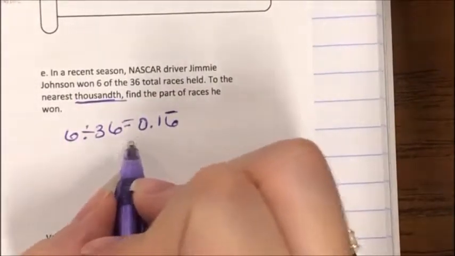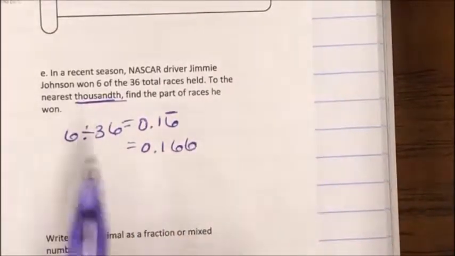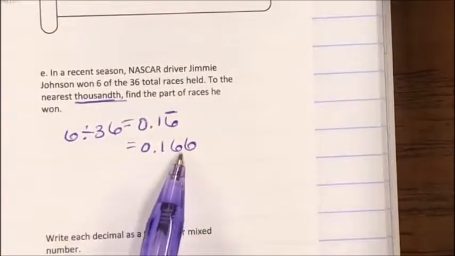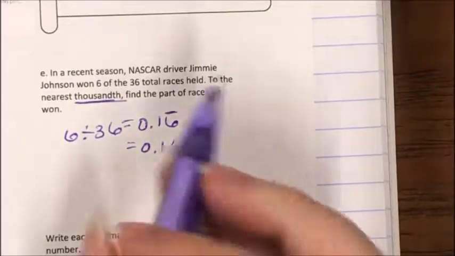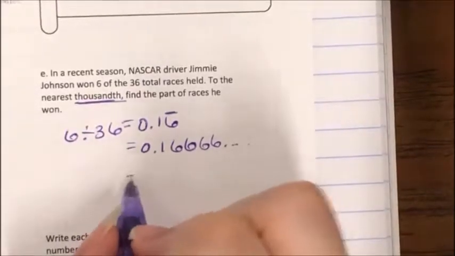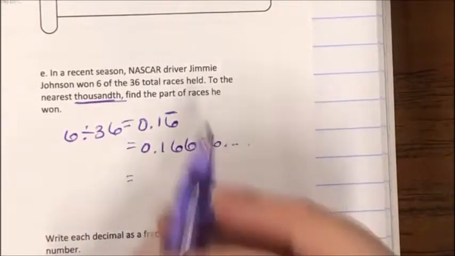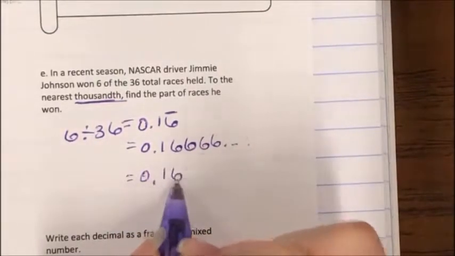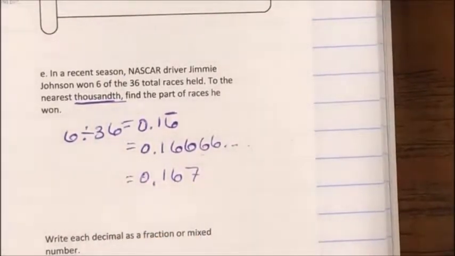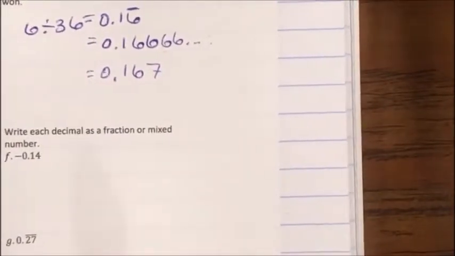But if I had this as thousandths, 0.166, so that's tenths, hundredths, thousandths. There are more 6's back here because they keep on going forever, right? So this 6 tells me I have to round this up, so I get 0.167, and that's the part of races that he actually won. Okay. Then I have F and G.